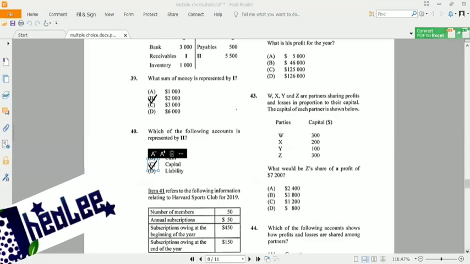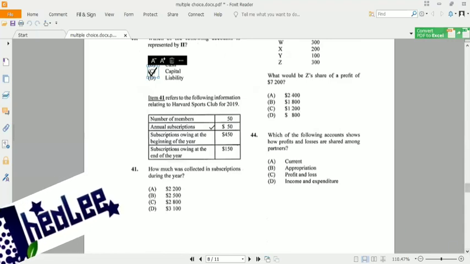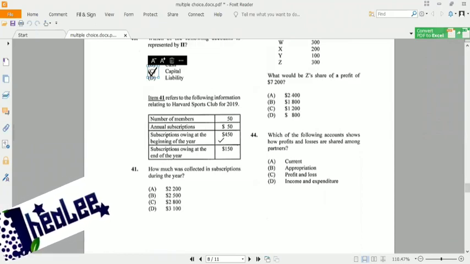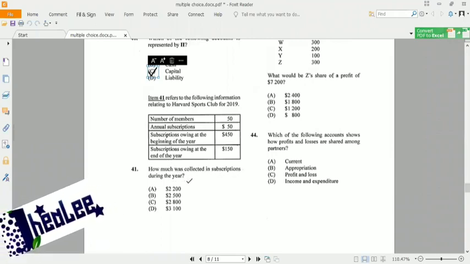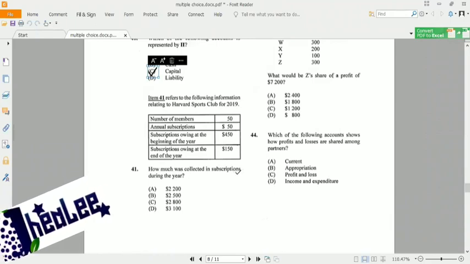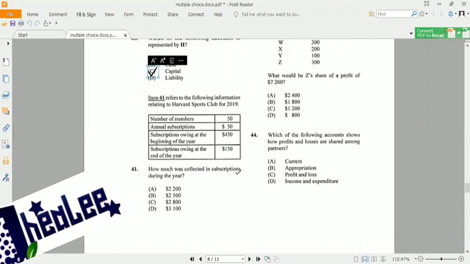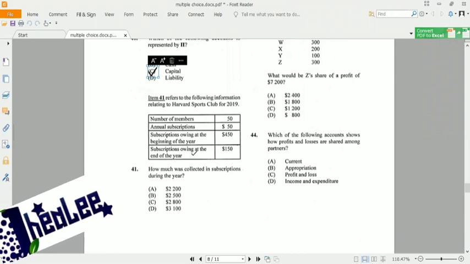So we're now at number 41. This is your non-trading organization coming out. From this question, it would test your accruals and prepayments knowledge. You're asked, how much was collected in subscriptions during the year? Remember, subscription is dues that the club members normally pay, so that would be an inflow in the business, which means it's a revenue account.